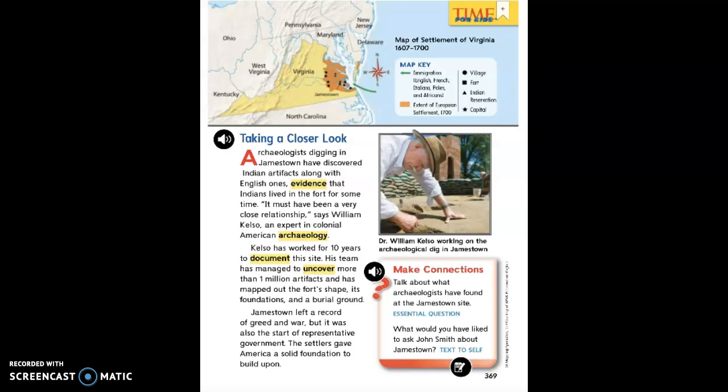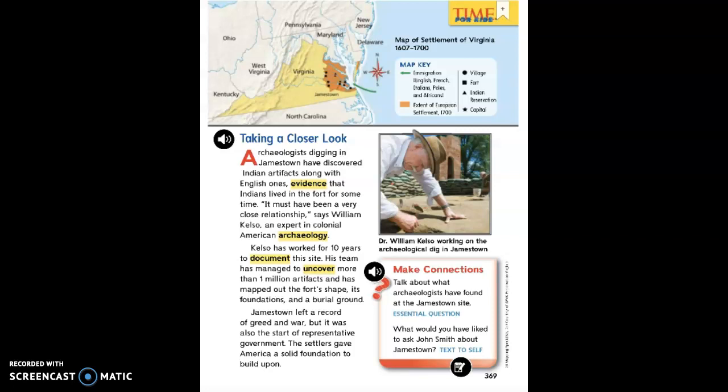His team has managed to uncover more than 1 million artifacts and has mapped out the fort's shape, its foundation, and a burial ground. So you can see how archaeologists are able to dig up the past and tell us what happened then. Jamestown left a record of greed and war, but it was also the start of representative government. The settlers gave America a solid foundation to build upon.